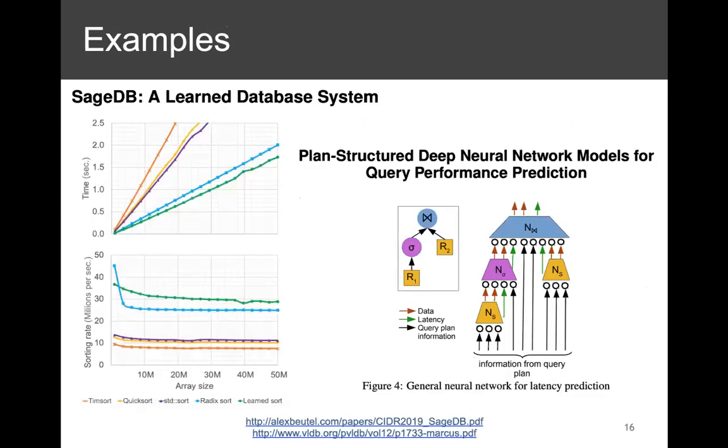So here's a couple of illustrative papers. Again, SageDB we saw earlier for the learned scheduler. Here they're showing a learned sorting procedure. And you can see that the learned sorting procedure actually has a higher sorting rate than even radix sort, which is known to be a state-of-the-art sorting algorithm, and almost 2x, 3x higher sorting rate. In terms of runtime, its latency is comparable to the radix sort and significantly better than, say, quicksort.